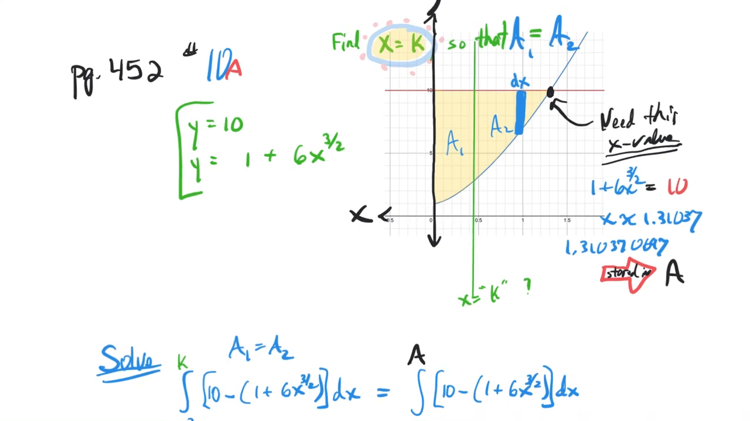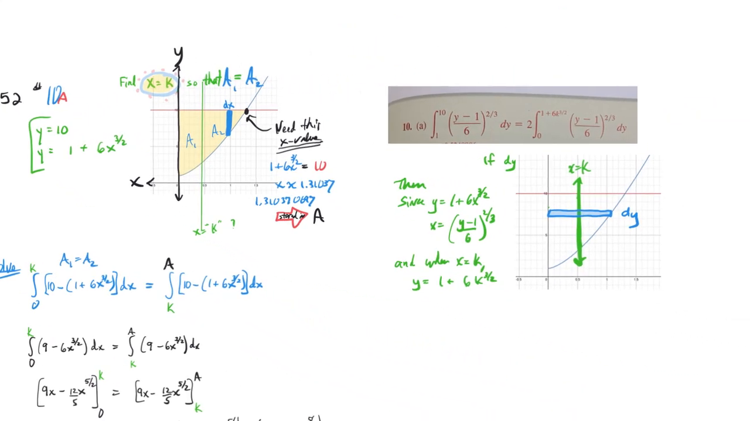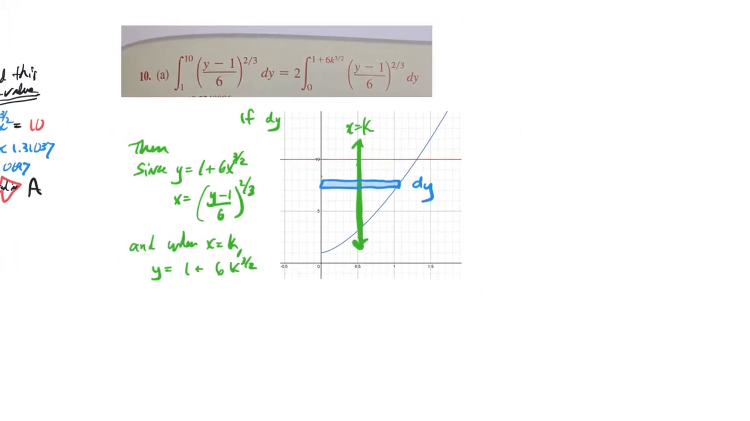It's just kind of bonkers the way the authors did this. The authors have this as their answer, which means in terms of this area in this region, they were using these horizontal representative rectangles, dy's, whose areas were dy times the x value, so they had to solve this for x. So the area of the rectangle is the length times the width, that times dy. And then from 1 to 10, the y values, limits of integration, which gives us the whole area.